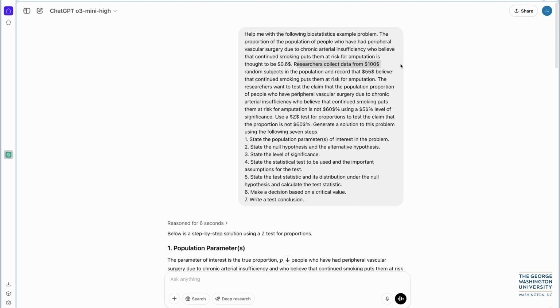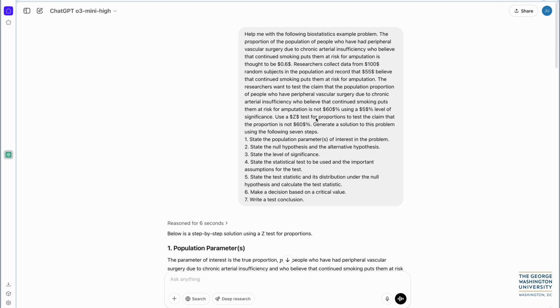Anyway, researchers collect data from 100. Again, 100, I want that to be a number. I put it in dollars, surrounded by dollar symbols, indicating this is LaTeX. Anyway, 100 random subjects record that 55 believe that this puts them at risk for amputation. The researchers want to test the claim that the population proportion of people, and so on, is not 60% using a 5% level of significance. And then we were instructed to use a z-test. And again, look at my z there. It's inside dollar symbols. As I say, I think ChatGPT handles that particularly well. If you want to put in an equation there, the mathematical typesetting works really well.